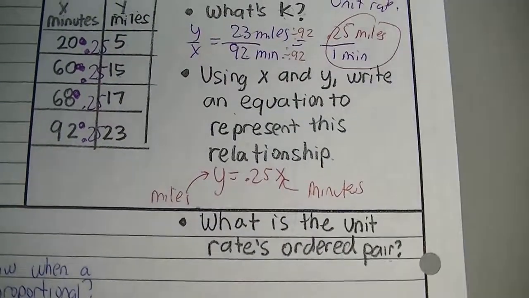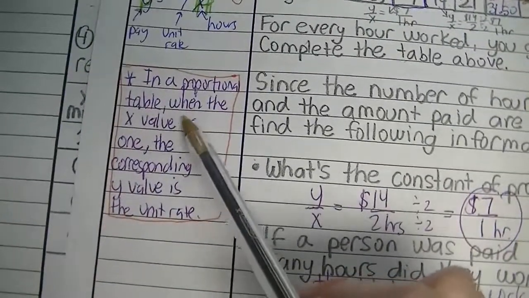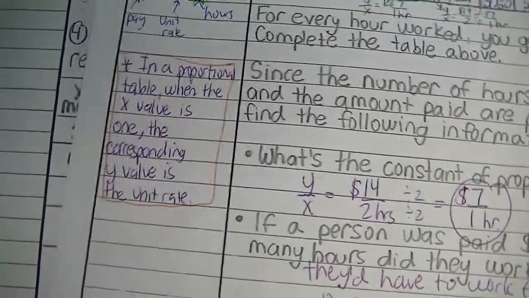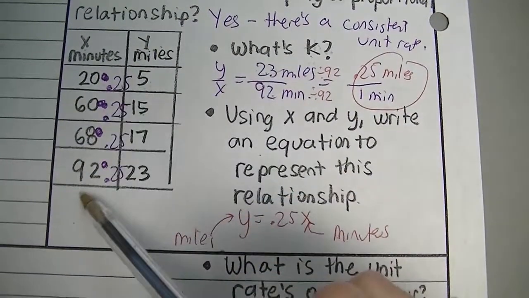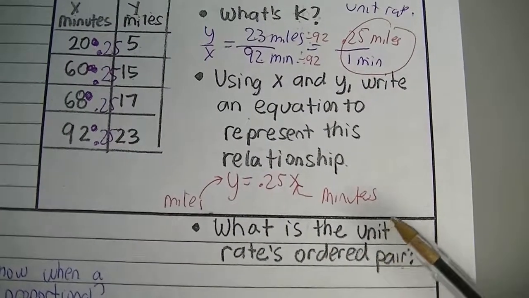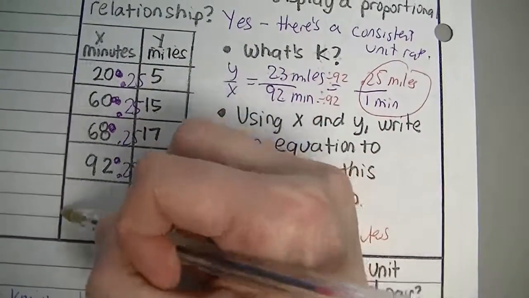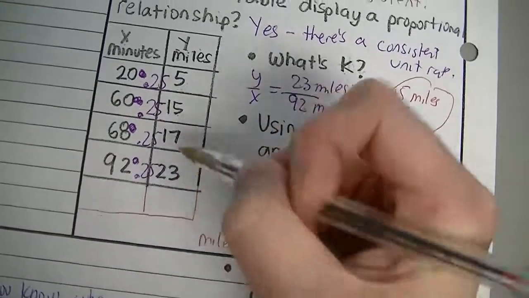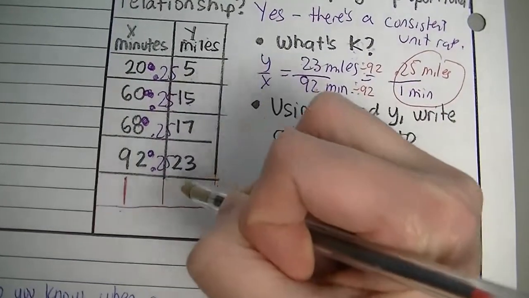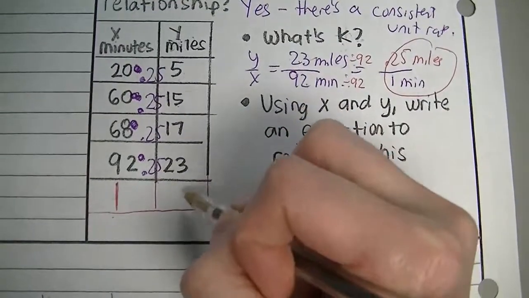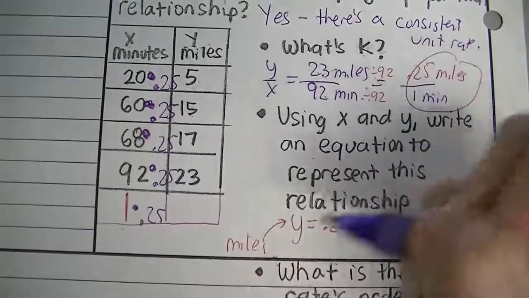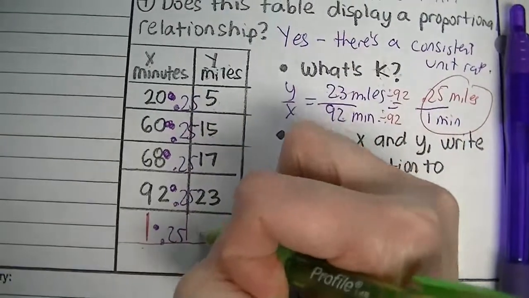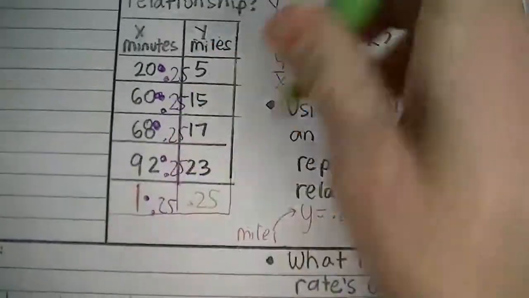What is the unit rate's ordered pair? Okay, remember what I told you to write? In a proportional table, when the x value is 1, the corresponding y value is its unit rate. Well, I don't see a 1 right there, so what do? Draw it in. Now let's add to the table. So when x value is 1, the corresponding y value is the unit rate. Since we don't know what that y value is, you just follow the pattern. Oh, so we got to multiply it by 25/100ths. What's 1 times 25/100ths? Well, it's 25/100ths. Okay, so that right there is the unit rate.